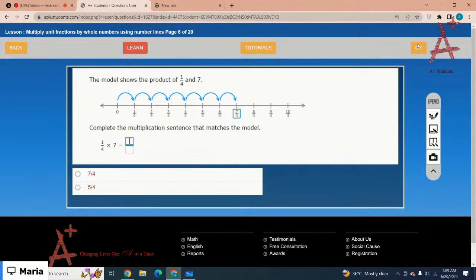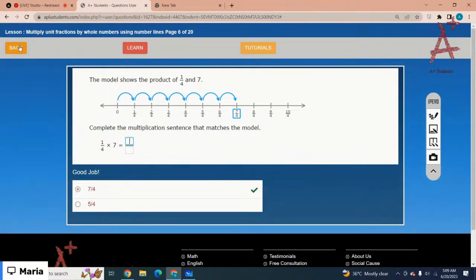Yes, it is 7 over 4. So the correct option is 7 over 4. Okay, you can complete the test by yourself later today. Let me just move on to the next lesson. Got it?